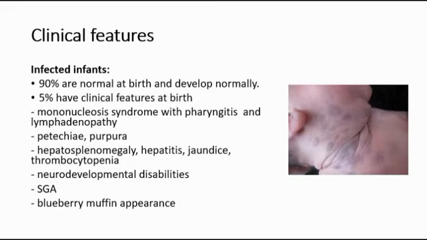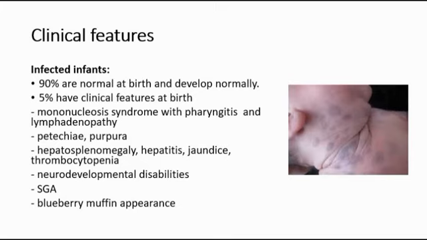It is also known as infectious mononucleosis, which is a common viral infection that typically causes fever, pharyngitis, and lymphadenopathy in young patients. However, the most common organism is Epstein-Barr virus, but cytomegalovirus can also cause it with similar presentations as the Epstein-Barr virus infection. Other clinical features seen in infants are petechiae and purpura. Some may present with hepatosplenomegaly, which means enlargement of the liver and spleen, hepatitis, jaundice, and also thrombocytopenia.